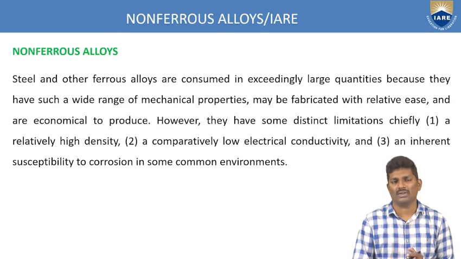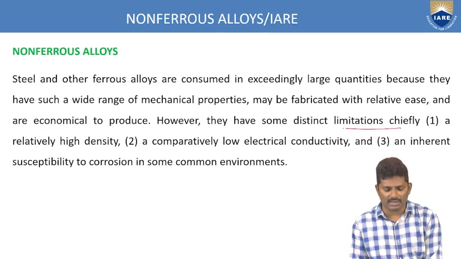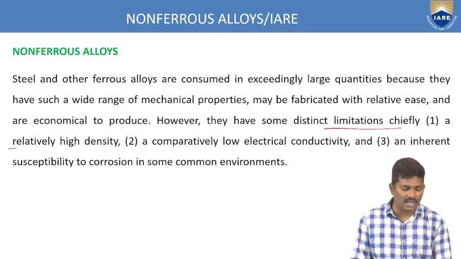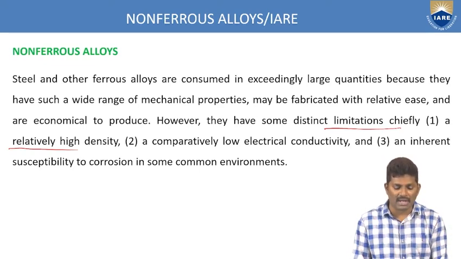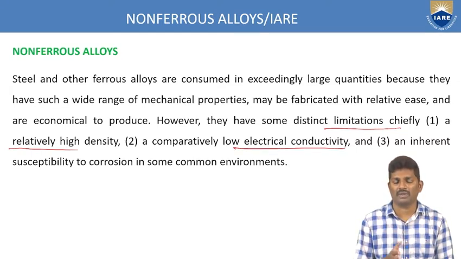What are the disadvantages or drawbacks for ferrous alloys and steels? These are very distinct limitations. So what are those? First one is the relatively high density. Because of the high density packing of the metal, the weight is increasing. And comparatively low electrical conductivity. So electrical conductivity is very, very low. If the conductivity is very low, then the life of the system or the metal will get reduced. The thermal conductivity should always be higher when you compare with any other material.